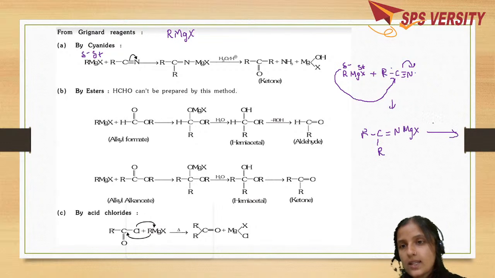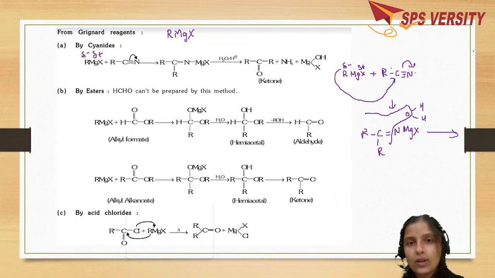Then when you hydrolyze it, what is hydrolysis? You treat it with water and H plus, so these go together, resulting in the formation of a ketone. You get NH3 along with the formation of MgOHX. This is how the reaction proceeds.